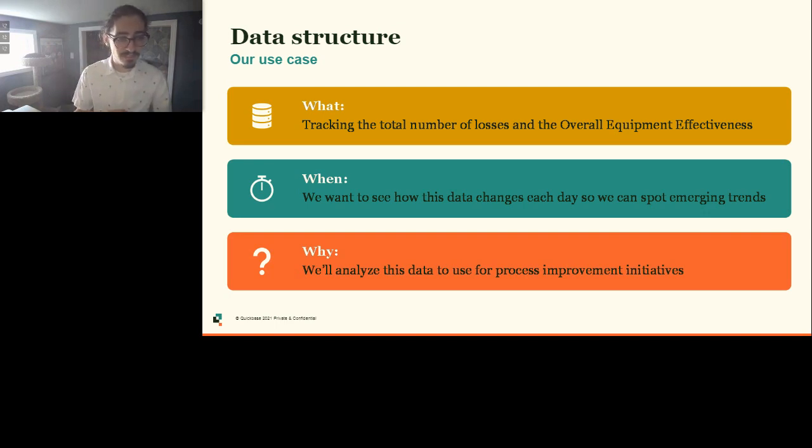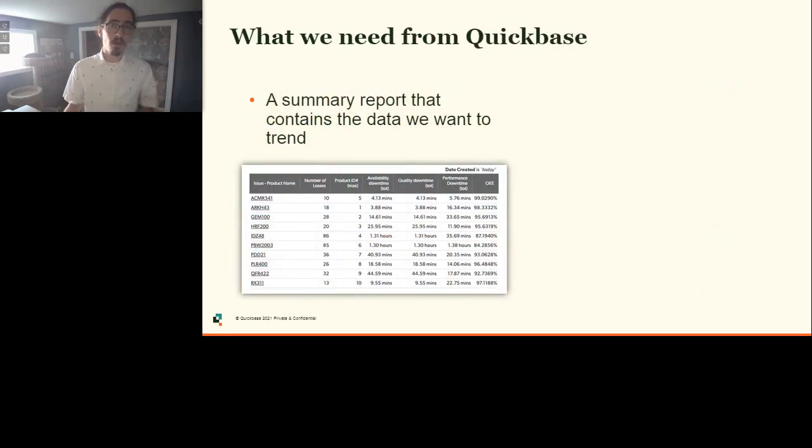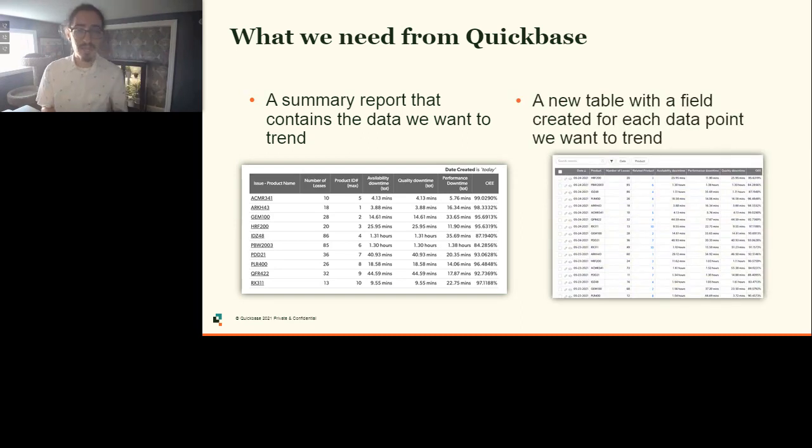Great. So let's start by looking at what we're going to need from Quickbase. First thing you're going to want to build in your application is a summary report that contains all of the data that we want to trend. Following me? Great. Next portion here is to create a new table in your application to hold the trended data. And we're going to need a field for each data point that we want to trend. Okay? I promise it'll make a little more sense as soon as we get into it.